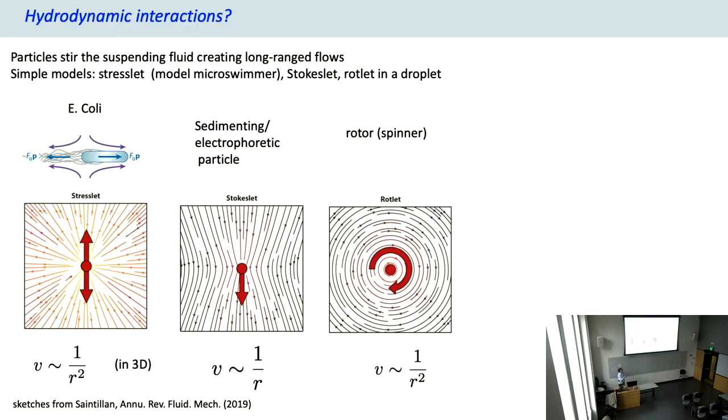You can have a spinning particle, a rotlet, or if you have a force-free and torque-free particle, this is the so-called stresslet, and that flow is a very good approximation to the flow generated by a bacterium. The bacterium, because of the flagella and the head, pushes the fluid along the axis of the bacterium, and then pulls the fluid in the direction perpendicular to the axis. So that's the kind of flow.